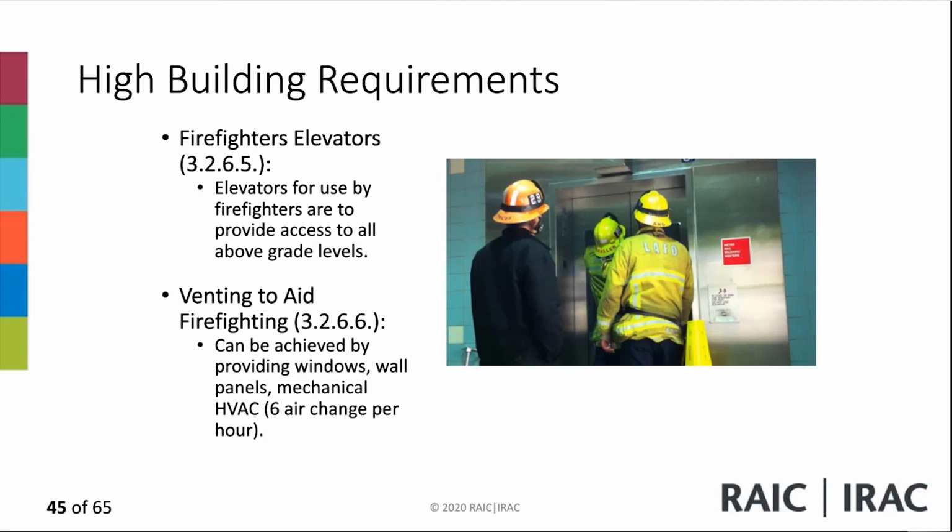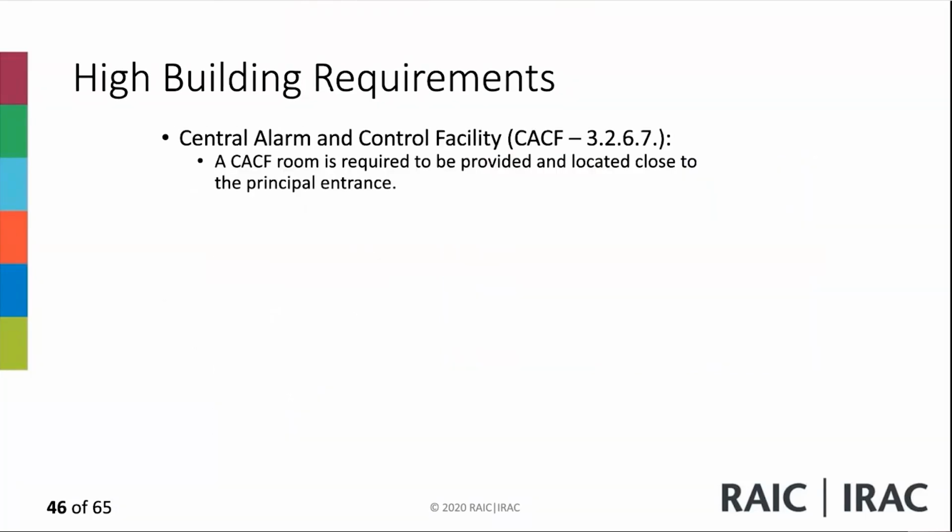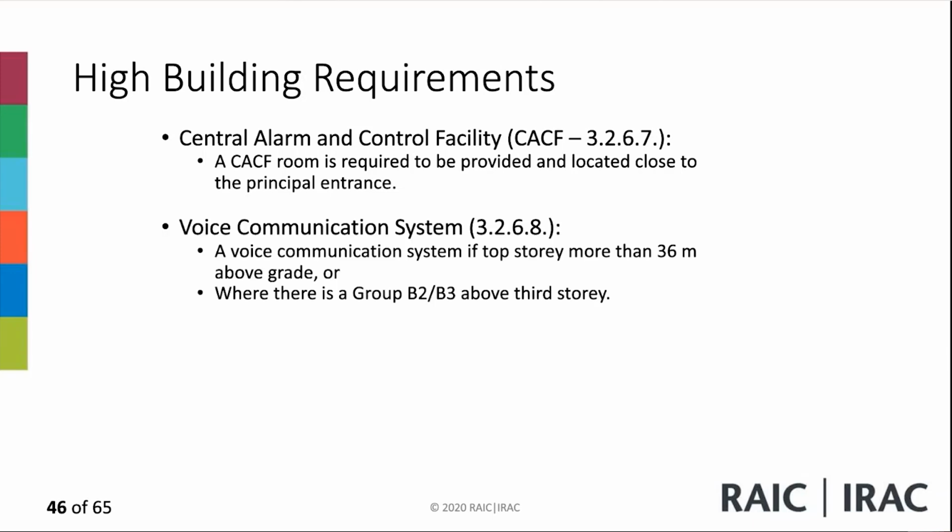So you need to have windows, or use the HVAC system controlled by the central fire alarm and control facility. The central alarm and control facility in 3267 is a room where all the provisions for fire and life safety installations and the controls related to those are provided, and it should be close to the principal entrance. If you do not put it close to the principal entrance, you have to have an alternate solution in conjunction with communication with an agreement with the fire department, because it's mainly for the use of the fire department. So it's not a discussion just with the building department.